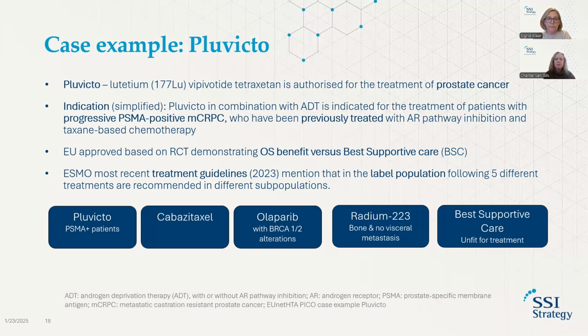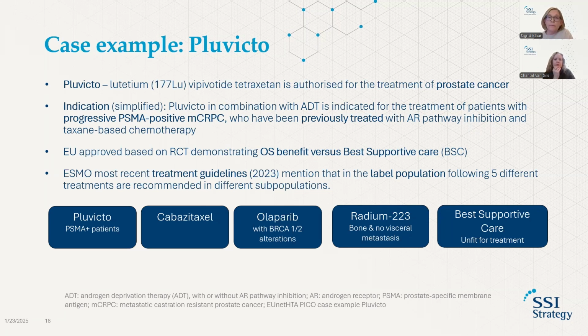So of course we have now already there, which is good, Pluvicto in the patients with the PSMA biomarker. Then we have cabazitaxel, which is still indicated there, olaparib in patients with BRCA mutations. Then there is also radium-223 in patients with only bone metastasis, so it's a subpopulation again. And then best supportive care is only for those who are unfit for treatment or have exhausted other options, basically. So that's the one that was part of the trial.